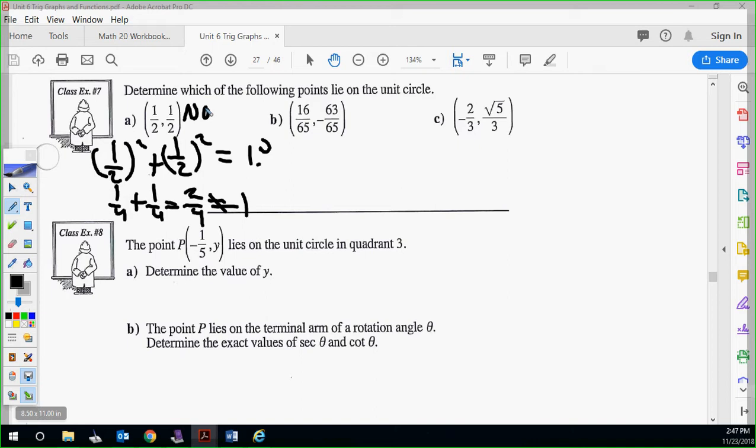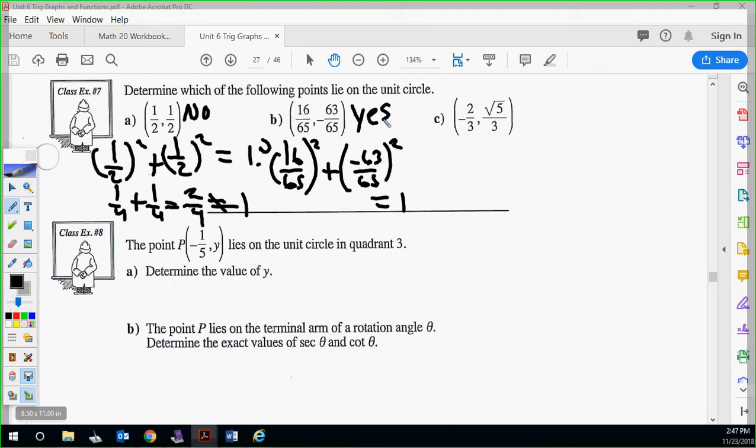These other ones are a little easier to do if you use a calculator. You're going to go (16 over 65) squared plus (negative 63 over 65) squared. If you put that in your calculator, 16 divided by 65 squared plus bracket negative 63 divided by 65 squared, you get the answer of 1, so this is a yes.